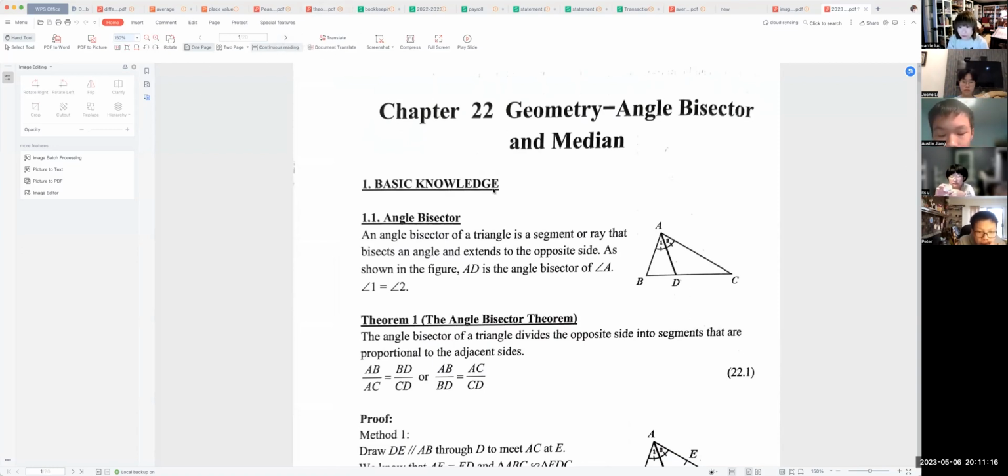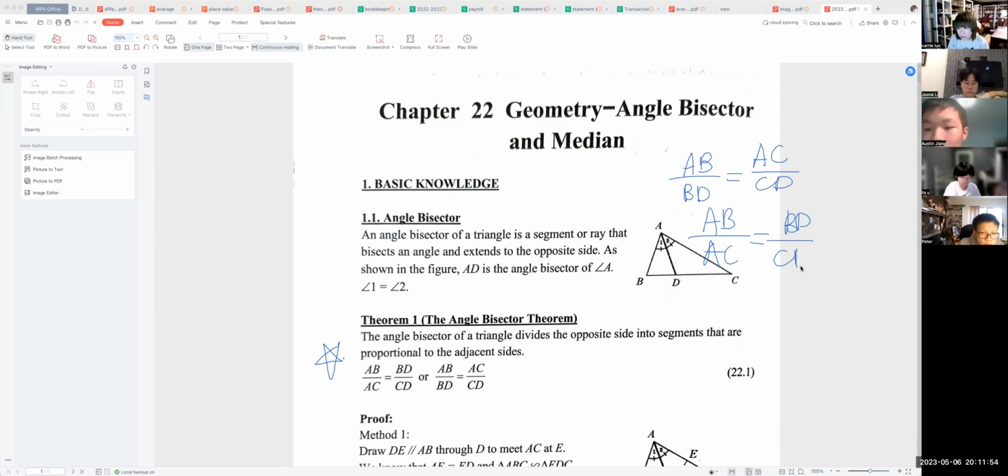Now let's take a look at this one. We know this is a theorem, and this is something you need to write down. The angle bisector theorem: inside a triangle, if you have a line that cuts this angle into equal parts, then AB to BD equals AC to CD. You can also rewrite it as AB to AC equals BD to CD.